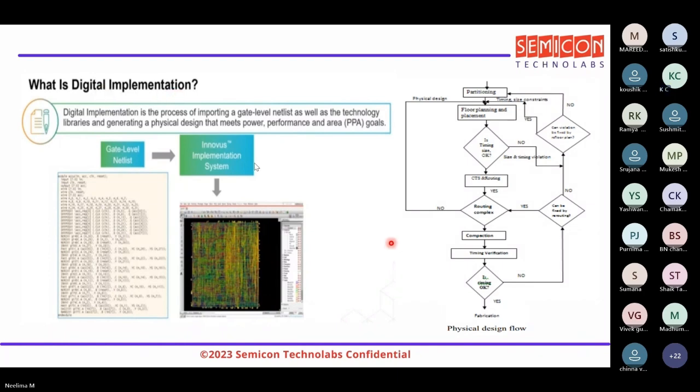And of course, it has a lot of steps. Partitioning, followed by floor planning and placement. If timing is okay, then we go for CTS and routing. These are all different steps within physical design. If routing complexity or compaction is okay, then we go for timing verification, and if timing is okay, then finally we go for fabrication. This is the physical design flow chart. Based on the yes and no conditions, we keep traversing whether to move forward or repeat the same steps in order to have the needed QoR.